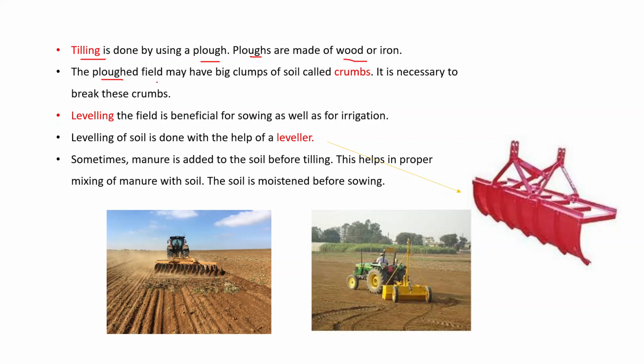The plowed field may have big clumps of soil, and these big clumps of soil are known as crumbs, and it is necessary to break these crumbs. Clear? Leveling the field is beneficial for sowing as well as for irrigation. And leveling of soil is done with the help of a leveler. You can see this diagram. This is the leveler, and when this runs in the field like this, clear? This makes a field level.